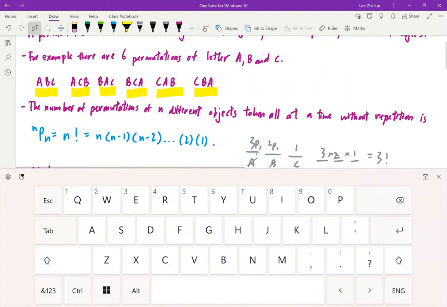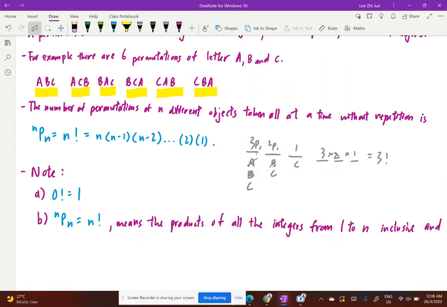Take note that 0 factorial is 1. And just now I said you take all the different objects, taken all at a time, and arrange them, like taking all of ABC.